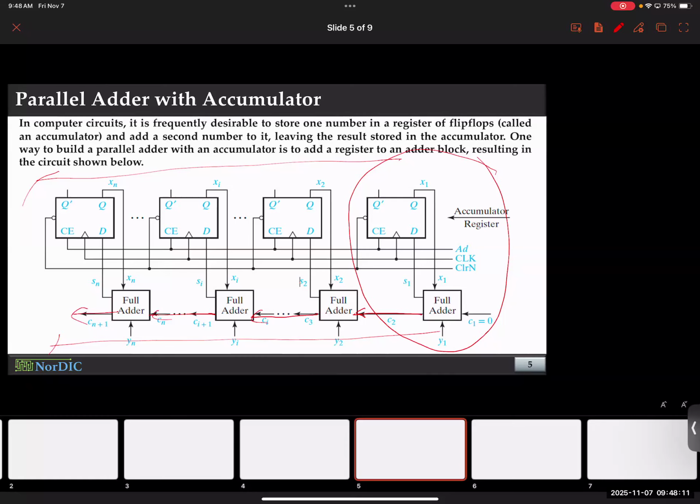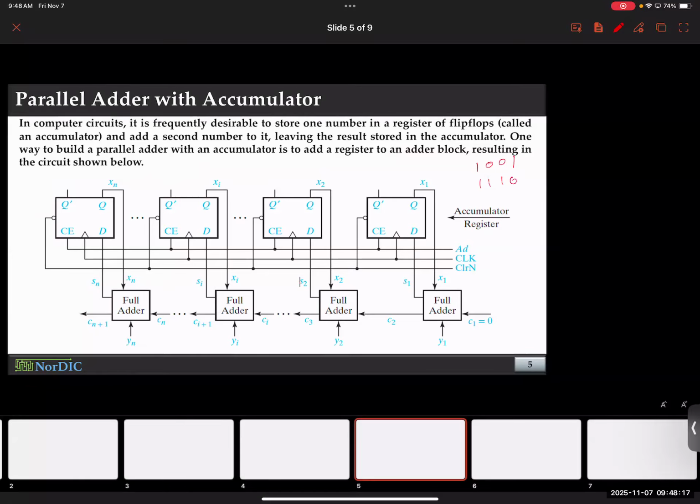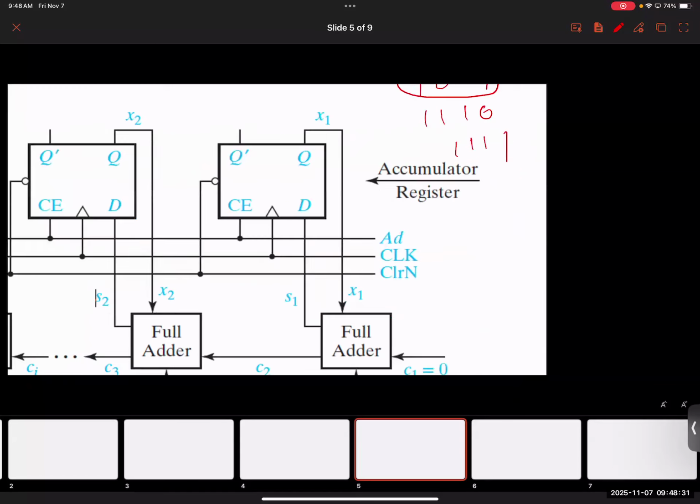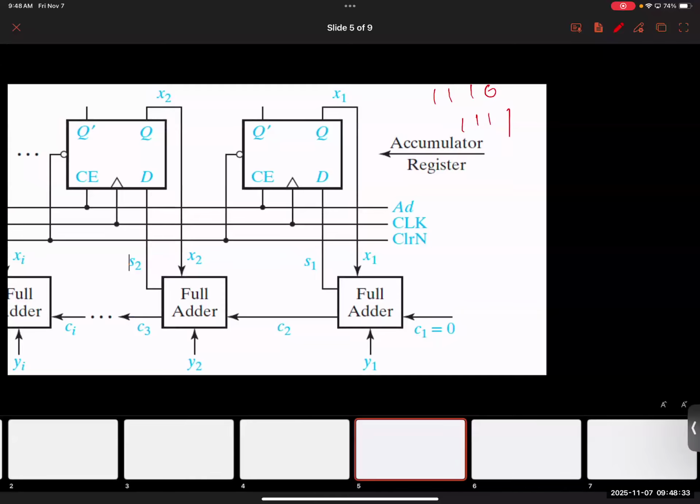Okay? So imagine I'm trying to add a few binary numbers, 1001, 1110, 1111. These three numbers. For the sake of simplicity, let's take three numbers. How do I start? Notice, I start with putting the first number. Folks, notice, let's zoom into this one.